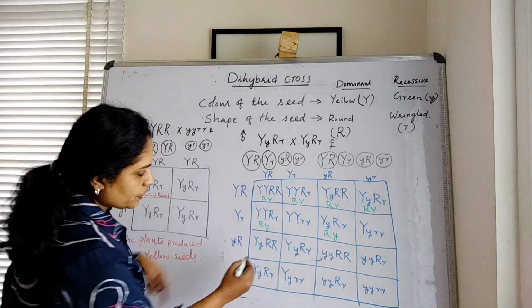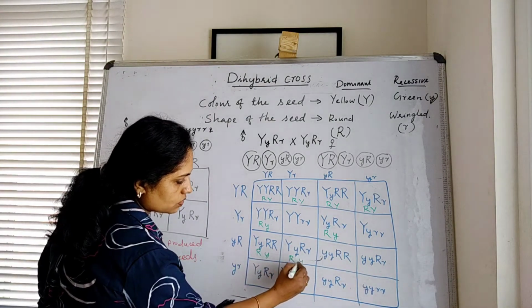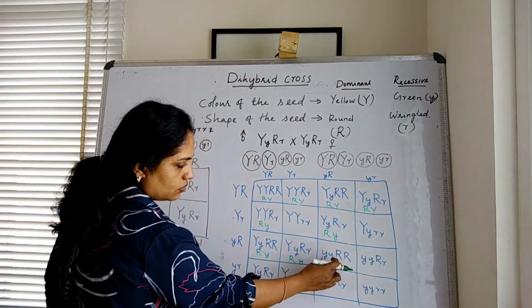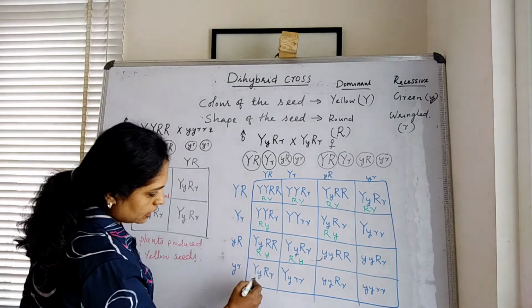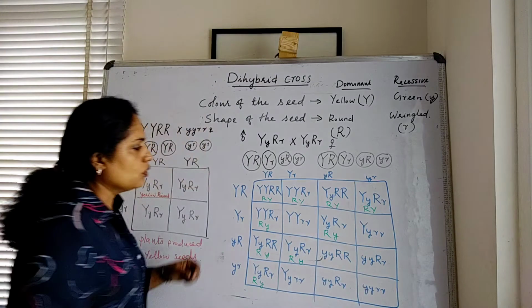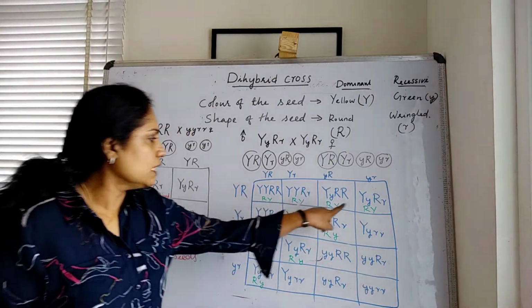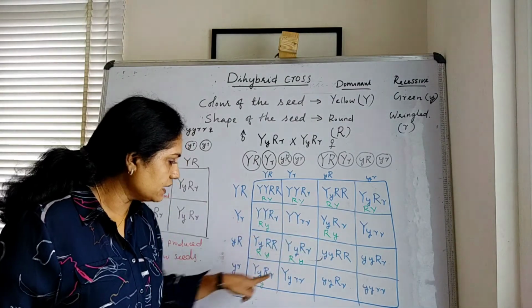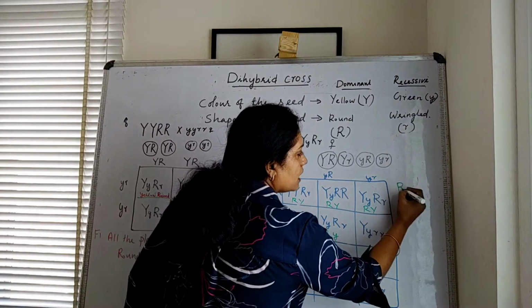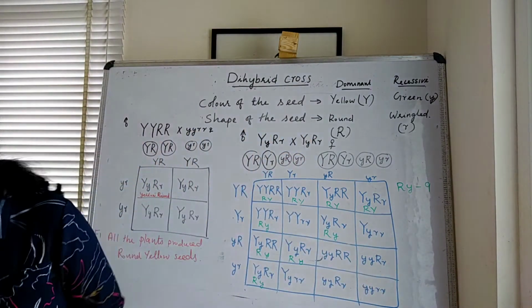Again here also round and yellow seed. Here also round and yellow seed. Here no, only one capital R. Here also capital R. Here also round and yellow seed. Now how many are round and yellow seeded plants? 1, 2, 3, 4, 5, 6, 7, 8, 9. 9 plants are round and yellow. Now what is the next chance?